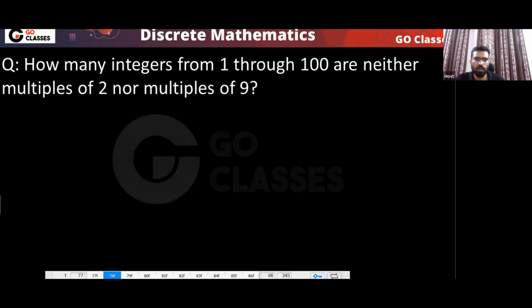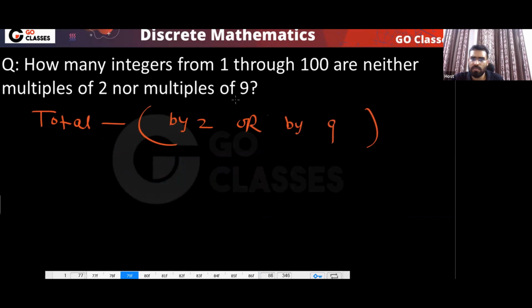Now let's move on. How many integers from 1 to 100 are neither a multiple of 2 nor a multiple of 9? I don't want multiples of 2, they should be neither multiples of 2 nor of 9. So from 1 to 100, basically total, minus those divisible by 2 or by 9, because I don't want any of them. Neither by 2 nor by 9.